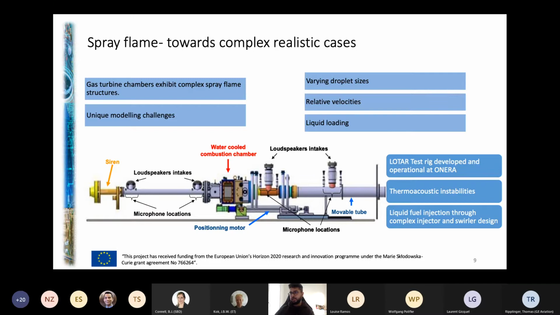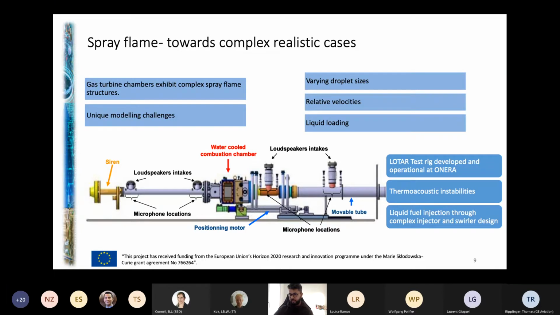There are a lot of modeling challenges that are involved in a realistic combustor. That is because when you inject, you have varied droplet sizes, velocities, liquid loadings, and composition. To test all those things, we have this configuration of the LOTAR test bench at Onera, and this was specifically designed to study thermoacoustic instabilities.